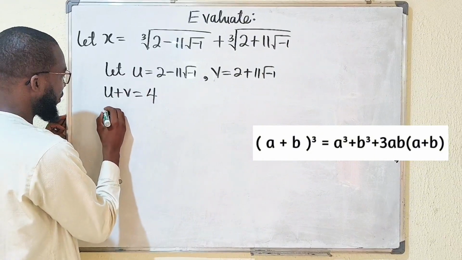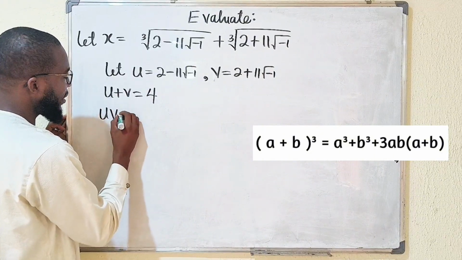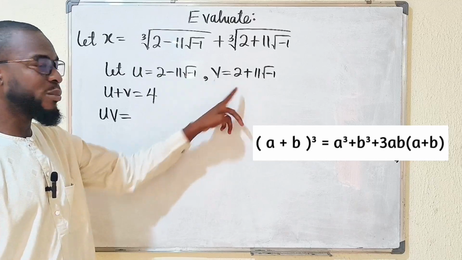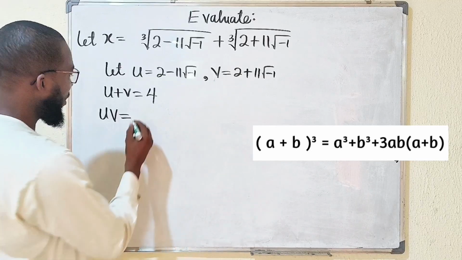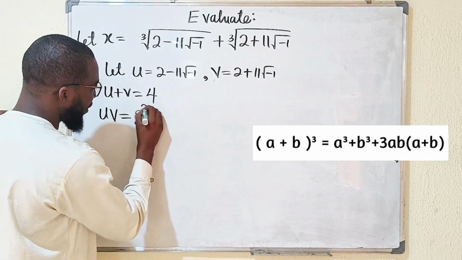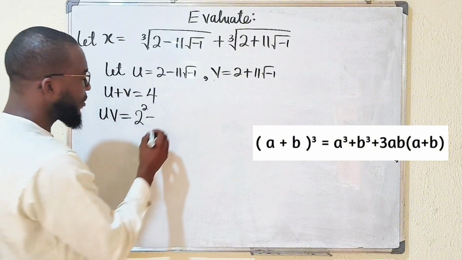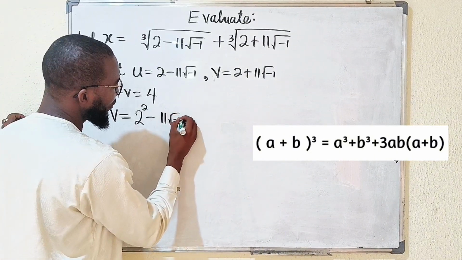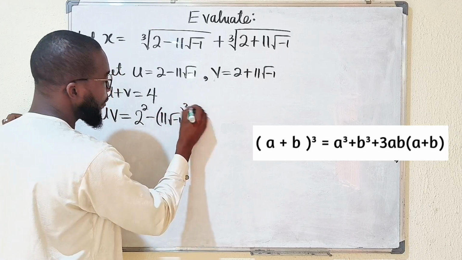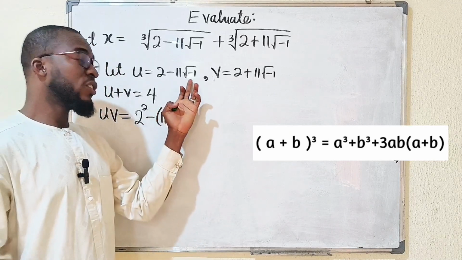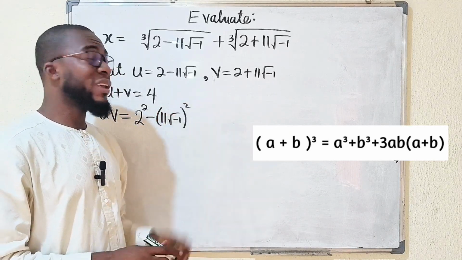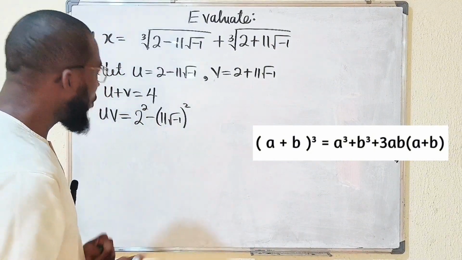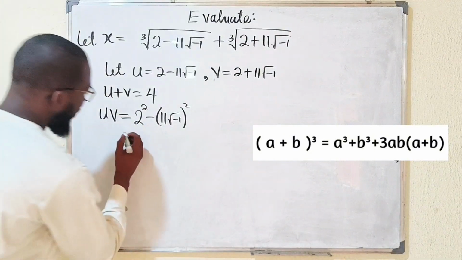What about the product? U multiplied by v. You can see they only have a difference of sign. This is minus, this is plus. Difference of 2 squares. You take the first term, you square that, you subtract the second term, which is 11 root of negative 1, also squared. But mark you can change this to i because square root of negative 1 is i, but I would like it to be like this. In either way, we have to get the same answer.